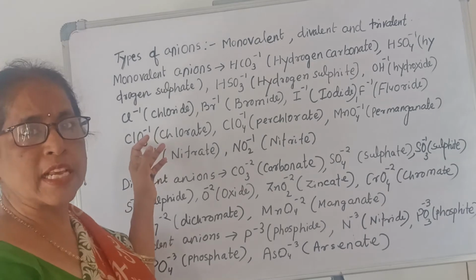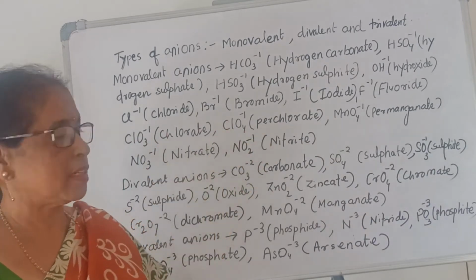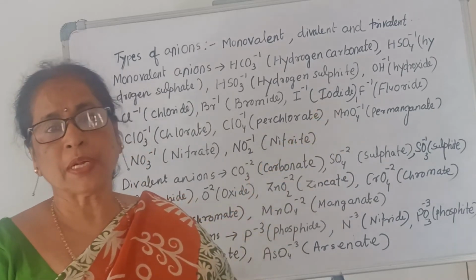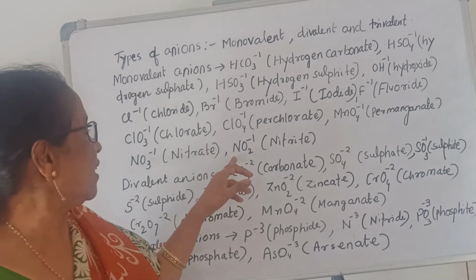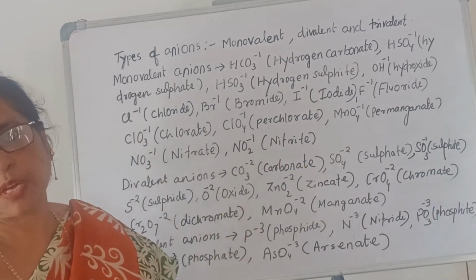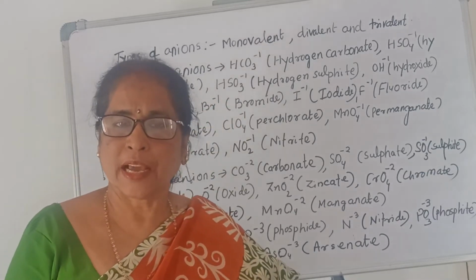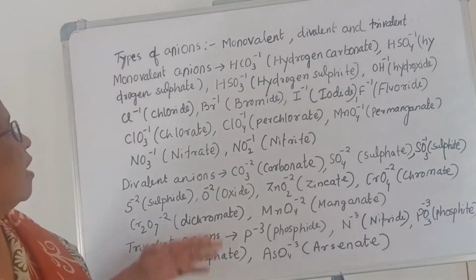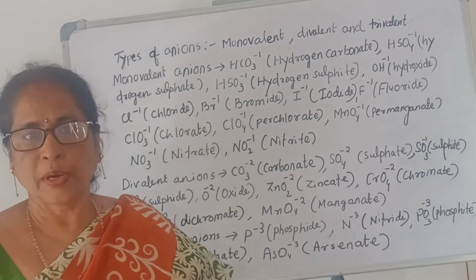Similarly, ClO3 minus 1, chlorate; ClO4 minus 1, perchlorate; MnO4 minus 1, permanganate; and nitrate, NO3 minus 1, and nitrite, NO2 minus 1, both are minus 1. So when you read, you should remember what the monovalent anions are.